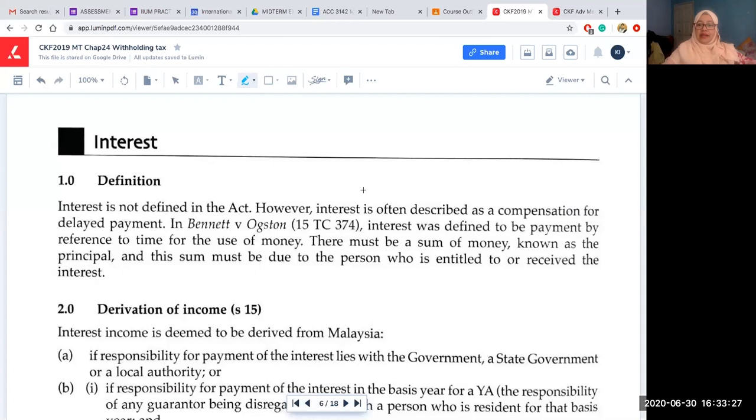But okay, looking at that, that's conventional, right? Assuming that there is a payment of interest by the company to a person who is a non-resident person. So interest falls under the scope of withholding tax. But is the interest derived in Malaysia? You have to check the derivation. You get that? Right. Payment to a non-resident person, interest, check the derivation.